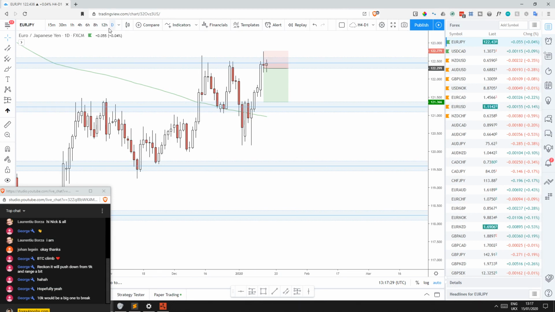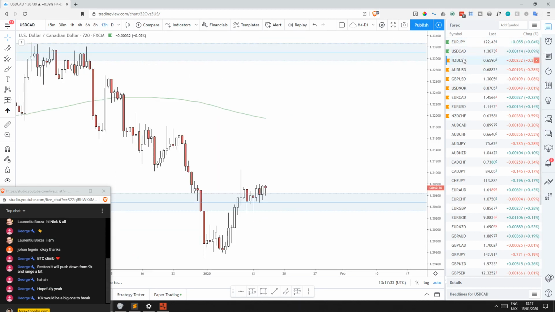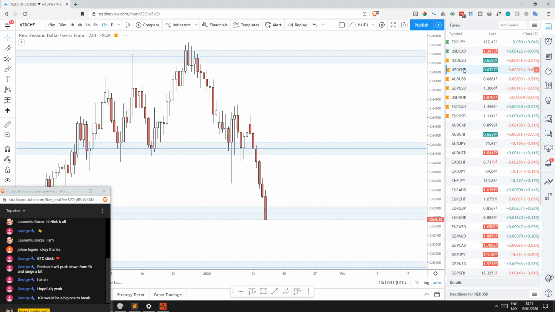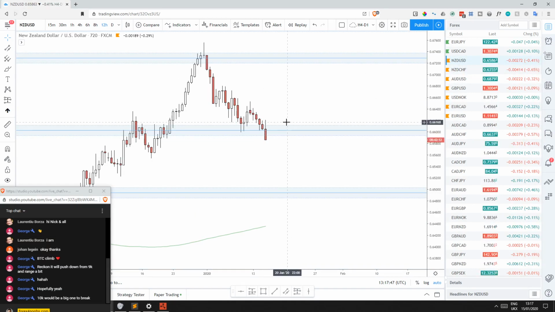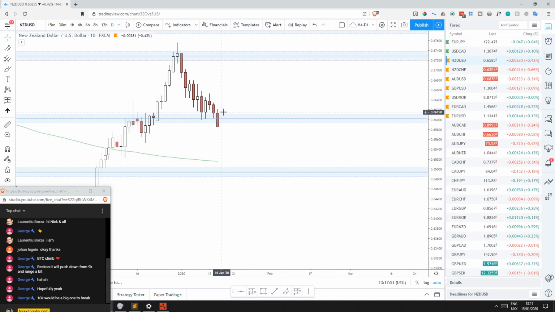Keep an eye on EURJPY, see how that one pans out for me and those of you who joined me on this setup. Keep a close eye on New Zealand USD and New Zealand CHF, but it does look like these are just going to keep moving down. I would be surprised if we get price stalling out on this support area, but you never know. It could stall out. It could give us a setup. So yeah, keep an eye on these.